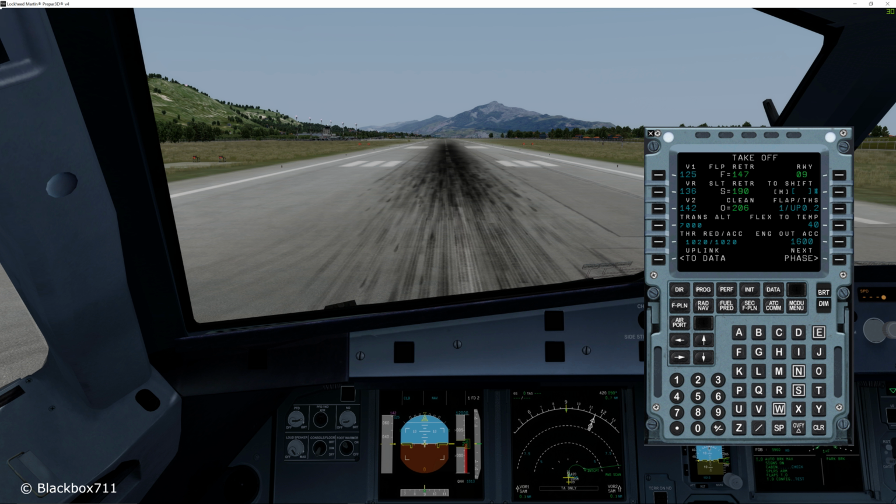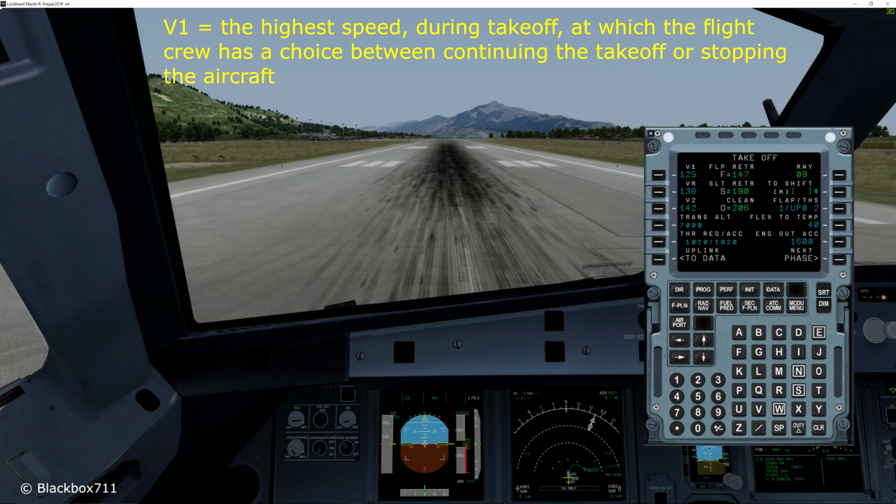And we come to the last category, the so-called other speeds. And I'm sure that all of you have come across at least some of those speeds. So we'll start with the first one called V1. And V1 is the highest speed during takeoff at which the flight crew has a choice between continuing the takeoff or stopping the aircraft. And on the primary flight display speed scale, the V1 speed is indicated by the number 1.